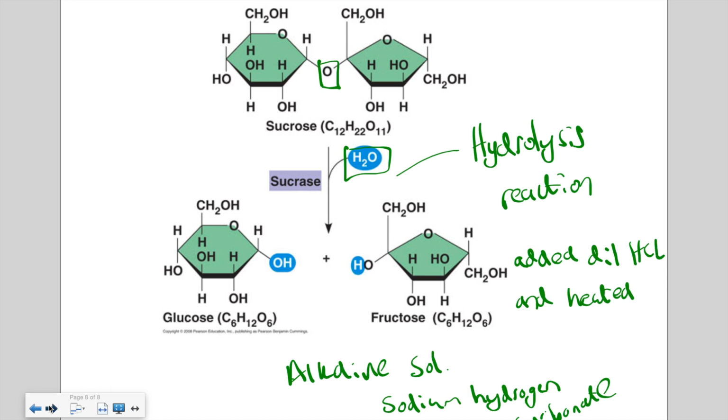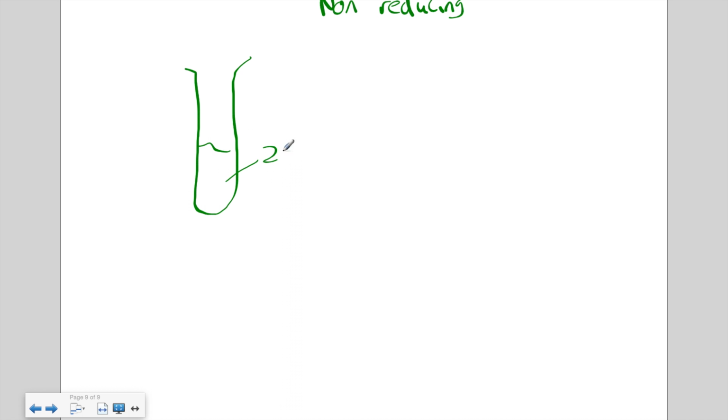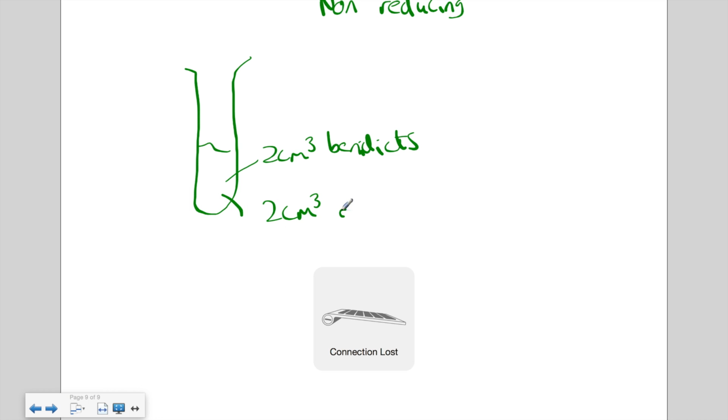Now, once we've done this stage of adding the sodium hydrogen carbonate, we should then end up with the same test tube. So this would be the first stage for this. So this is non-reducing. The first stage you'd have is the Benedict's and 2 centimeters cubed of the, we know it's sucrose, and there is no reaction.